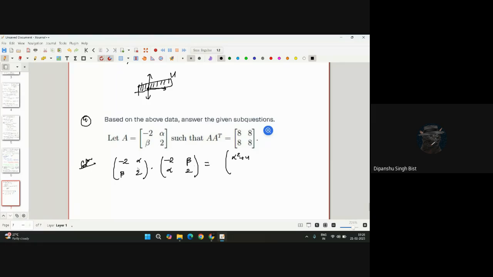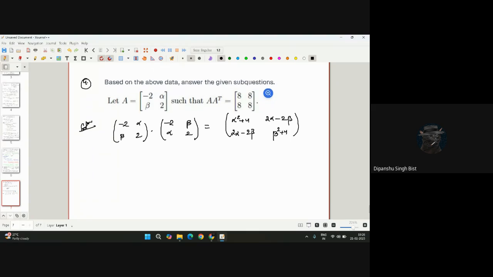I'm assuming that we all are good with matrix multiplication. And then comes 2 alpha minus 2 beta. And then we have minus 2 beta, then 2 alpha. So again 2 alpha minus 2 beta. And then we have beta square plus 4. So it looks very symmetrical, right? Now we will compare this matrix with this matrix over here.